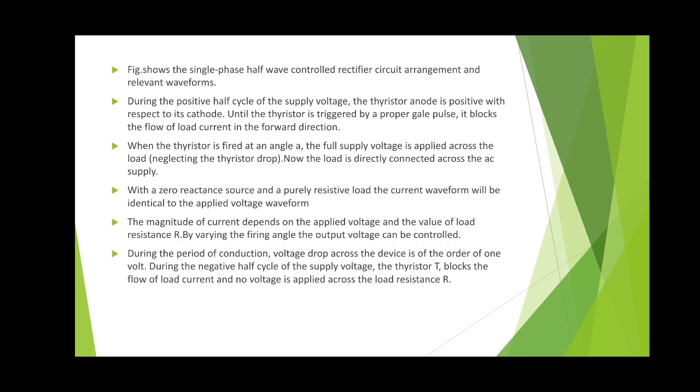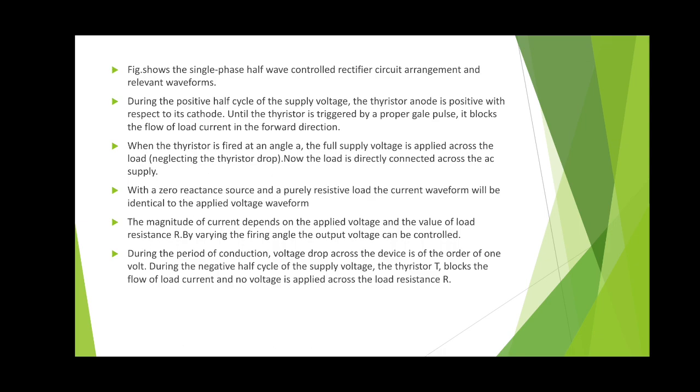So we have seen the circuit diagram of the single phase half wave controlled rectifier circuit and the relevant waveforms. During the positive half cycle of the supply voltage, the thyristor T1 anode is positive with respect to its cathode. Until the thyristor is triggered by a proper gate pulse, it blocks the flow of load current in the forward direction. When the thyristor is fired at an angle alpha, the full supply voltage is applied across the load. So now the load is directly connected across the AC supply.